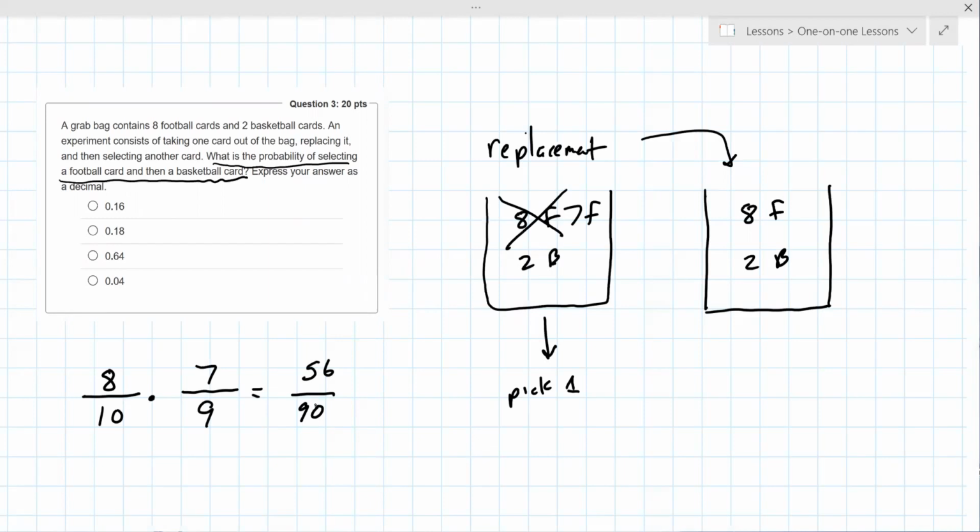I get 56 over 90, but that can reduce to... No, that cannot reduce. What is it as a decimal, though? Oh, 0.64. Good.